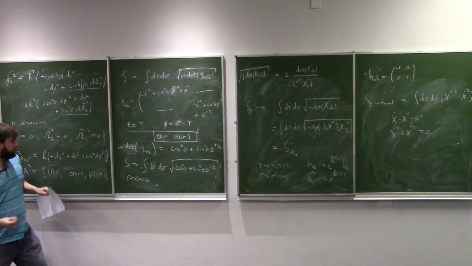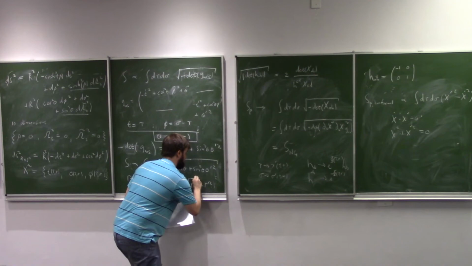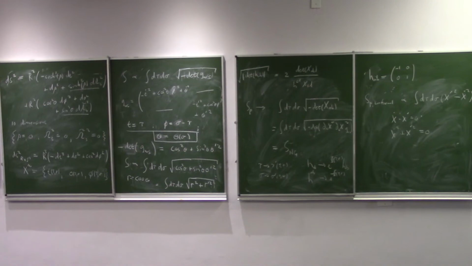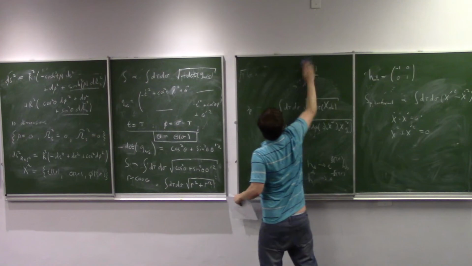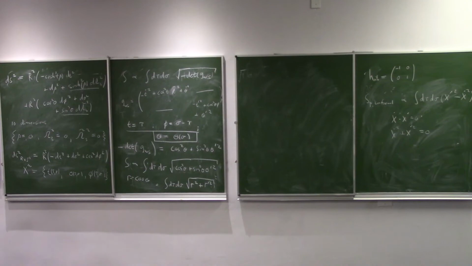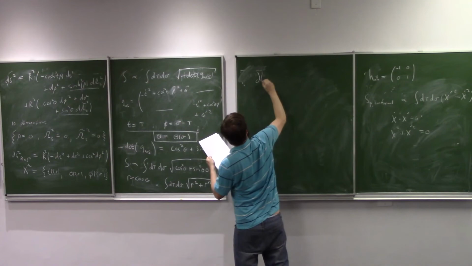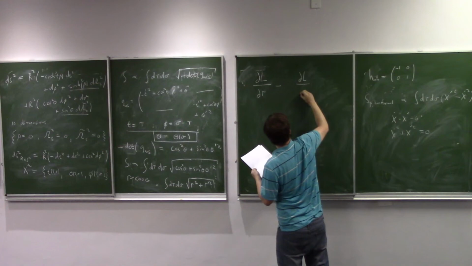So in this case, the action becomes the following. Integral of d tau d sigma square root of r squared plus r prime squared. So this is the action. To get the equation of motion, I just need to take a functional derivative of that action with respect to r. This is the Lagrangian, the square root in the action. So you take the derivative of that Lagrangian with respect to r, then subtract the derivative of that Lagrangian with respect to r prime, and take the derivative with respect to sigma of this.